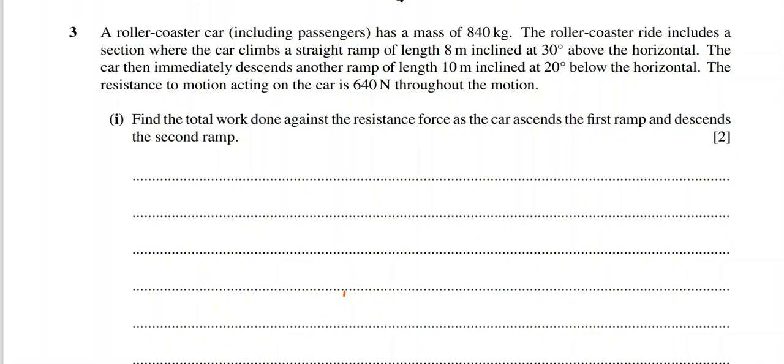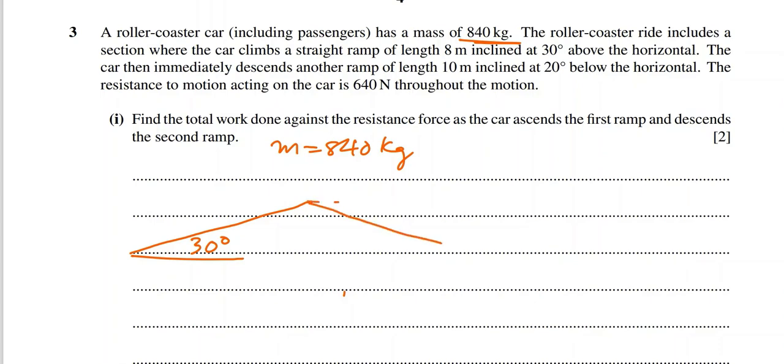Question 3. The roller coaster has a mass of 840 kg. Its ride includes the section where the car climbs a straight ramp, length 8, inclined at 30 degrees. Okay, let's do here 30 degrees. Above the horizontal, yes, it is above the horizontal. Okay, and the car then immediately descends a ramp 10 meters inclined 20 degrees below horizontal. So basically, this is also 20 degree alternate angles, right? This angle and this angle are alternate.